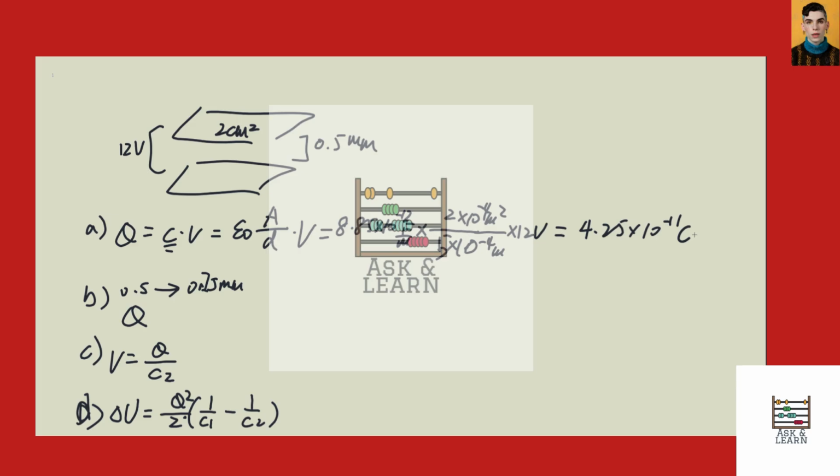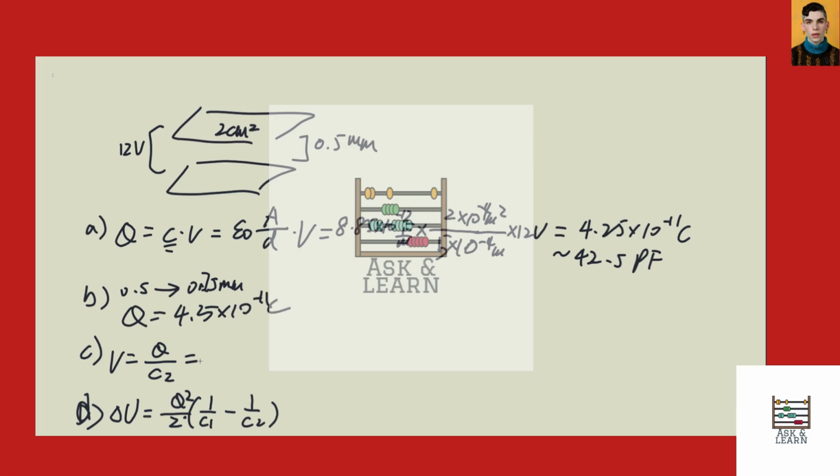So that is the capacitance. The amount of charge, in coulomb, is around 4.25 picocoulomb. So that is the amount of charge stored in this capacitor. And then for part B, it doesn't change. It's the same number. It's 4.25 times 10 to the negative 11 coulomb.